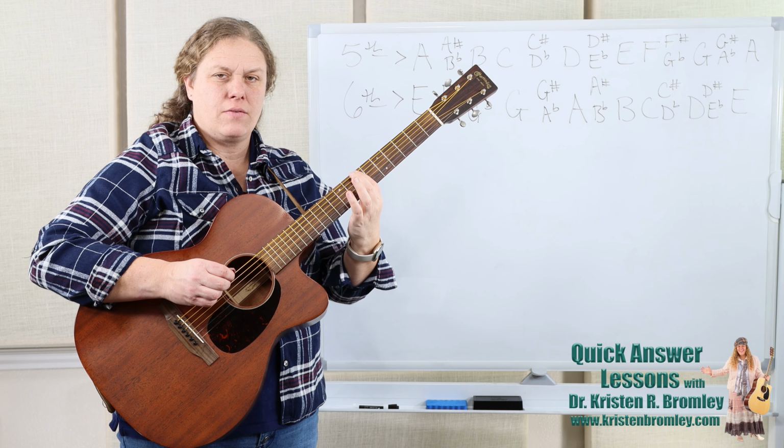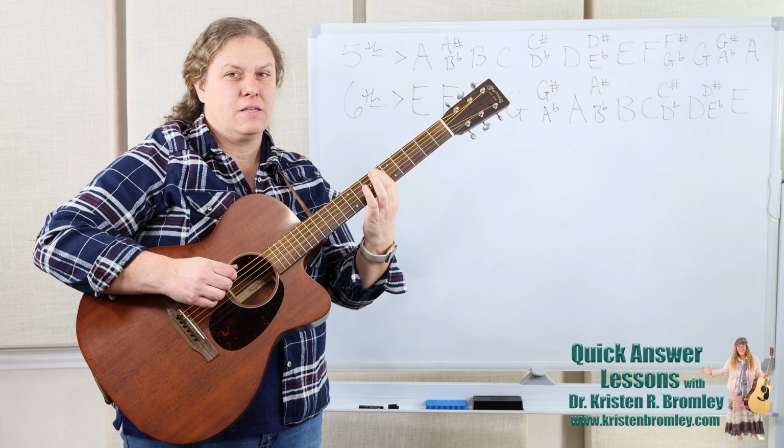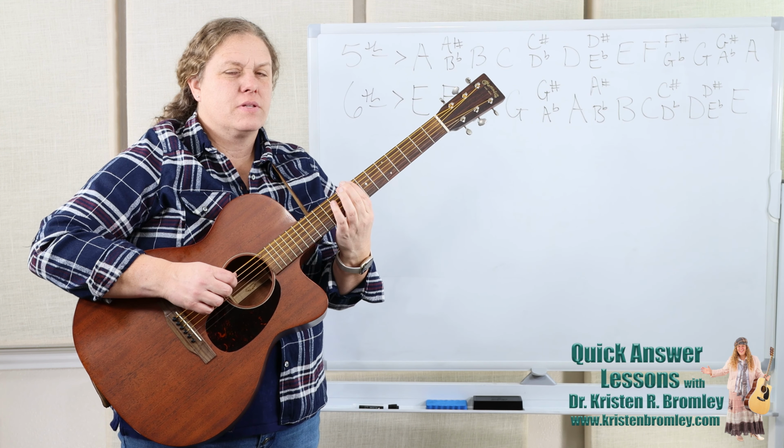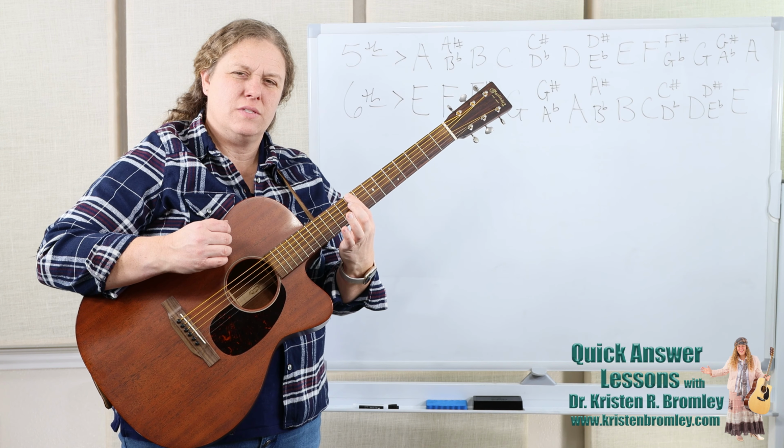So if I have a B at the 7th fret, a B flat is down at the 6th. A B sharp would be at the 8th, which is the same thing as C. But a C sharp would be at the 9th, or that's also a D flat.